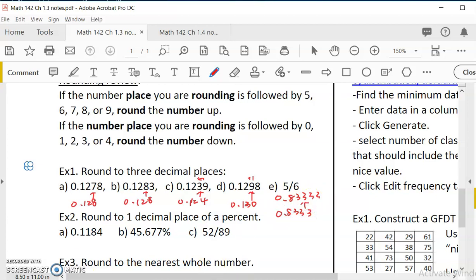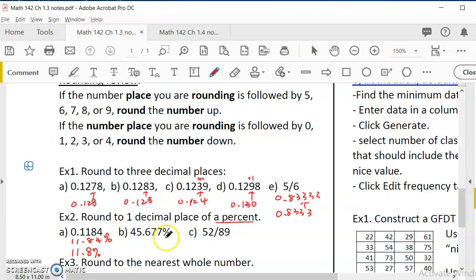I want to round the decimal place for a percent. So for a percent, you write it as a percent first. So it'll be 11.84%. And then you say, I only want 1 place of a percent. So I do 11.8% because 4 is less than 5.